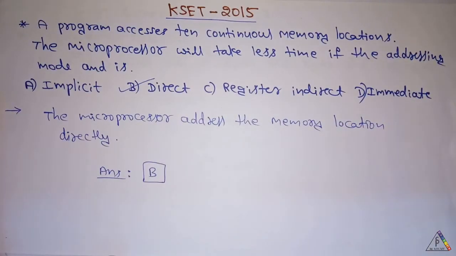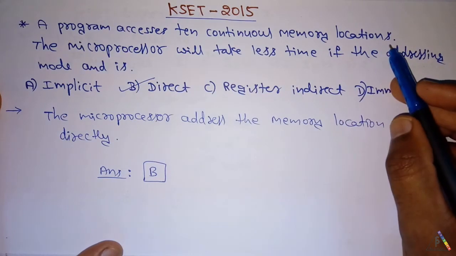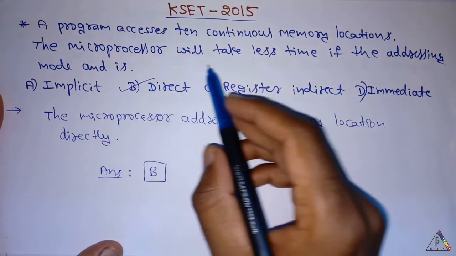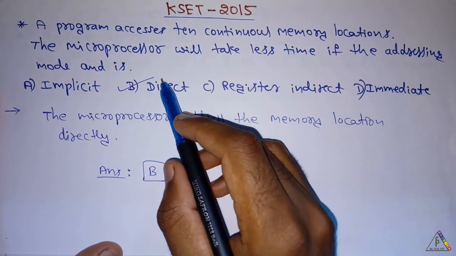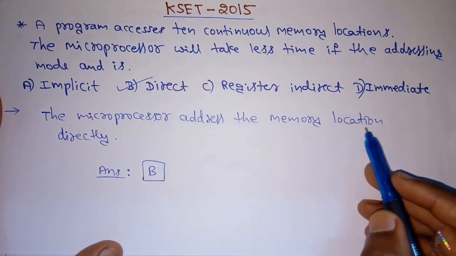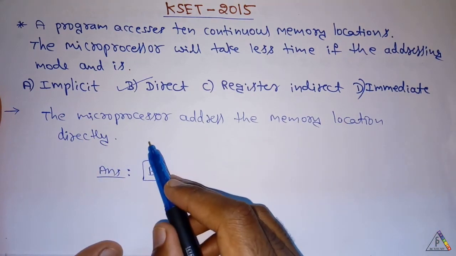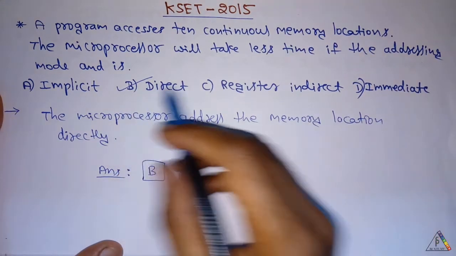Next is a KSET 2015 question. The question is, a program accesses 10 continuous memory locations, the microprocessor will take less time if the addressing mode is. In microprocessor, direct addressing addresses the memory locations directly to the memory. Therefore, for this question, the answer is B option.